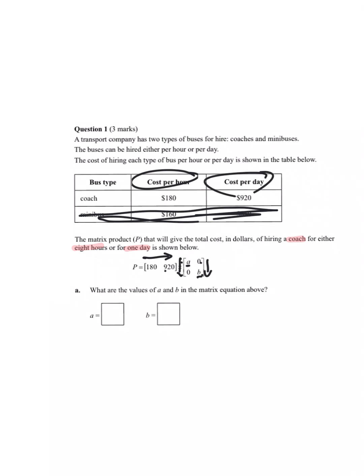The question says the coach is going to be hired for 8 hours, so A here is going to be 8. Then it's going to be 1 day, so B is going to be 1. Cool.